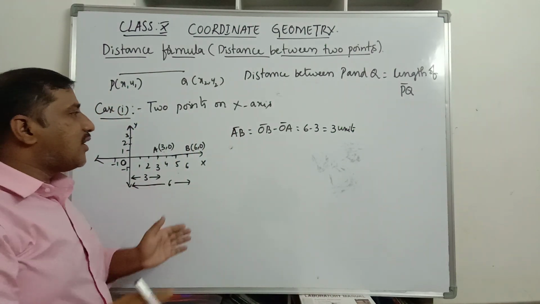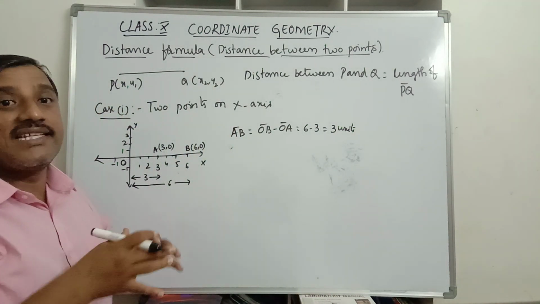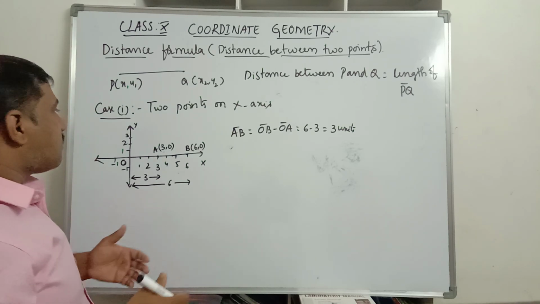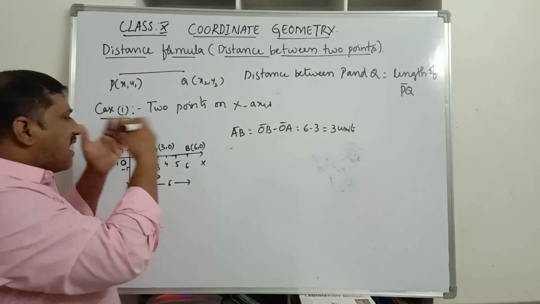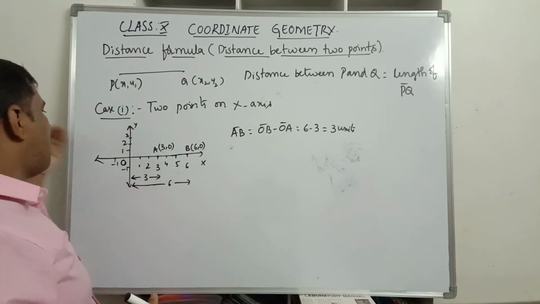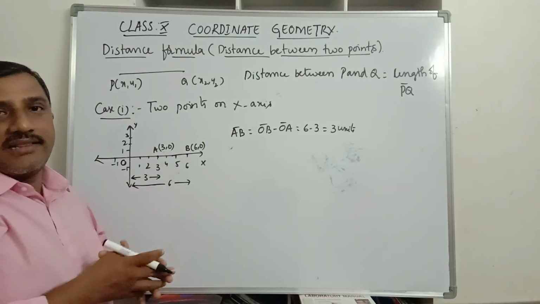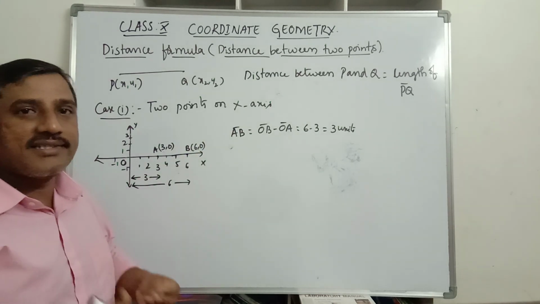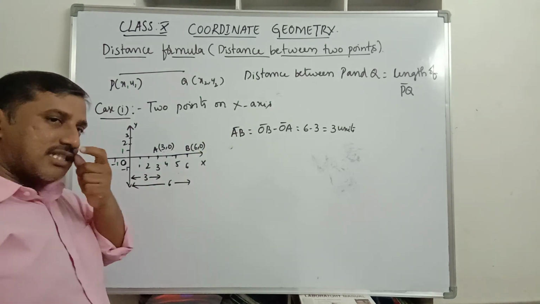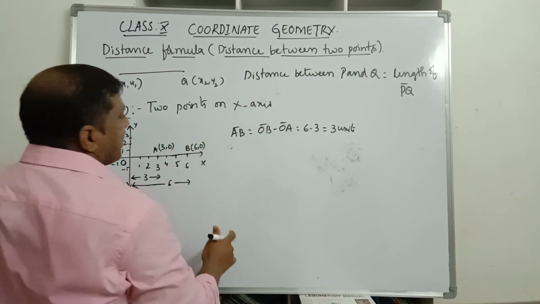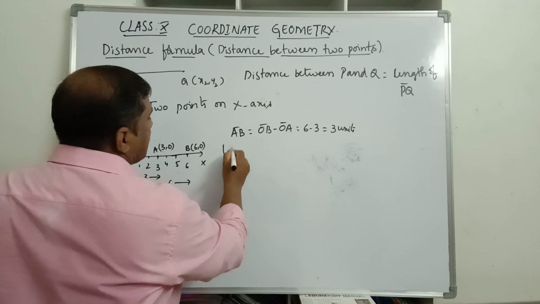Length of AB is equal to 3 units. How did we get 3 units? By subtracting their x coordinates. So if we take any other points on the x-axis, even on the negative axis, we will subtract their x coordinates, and the result that we get is the distance between the 2 points on the x-axis.